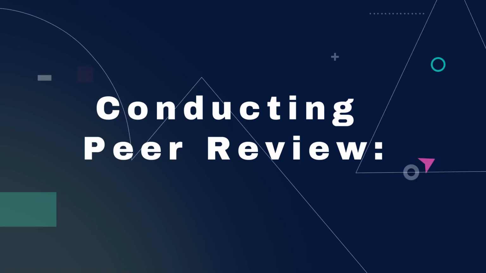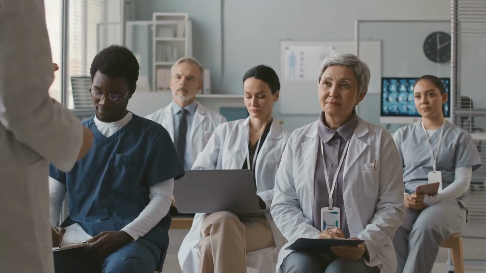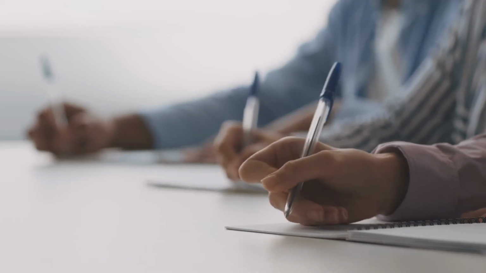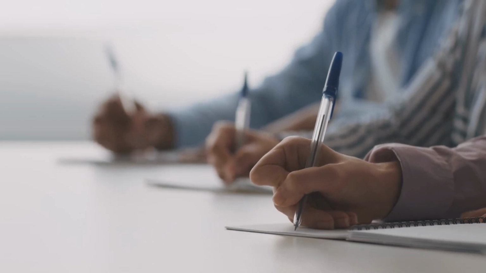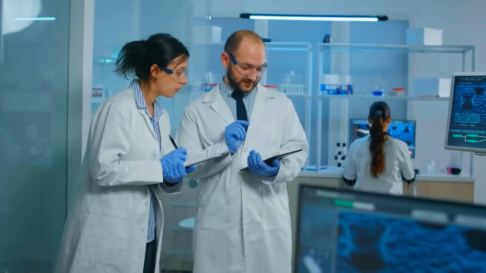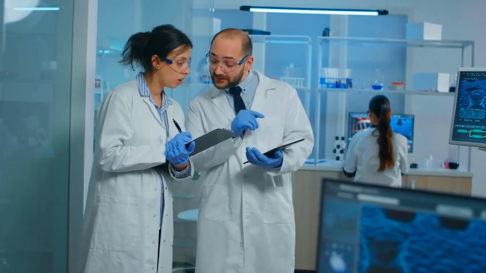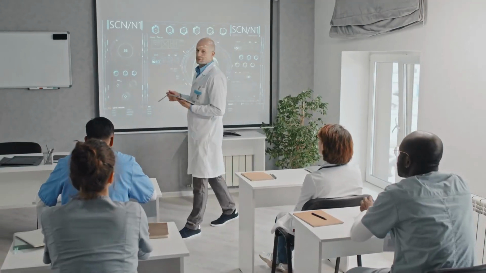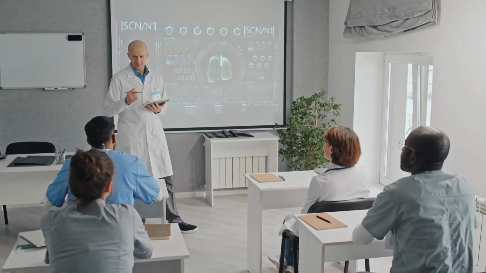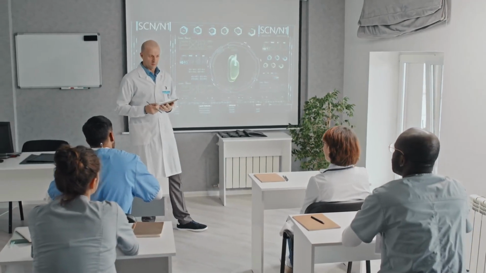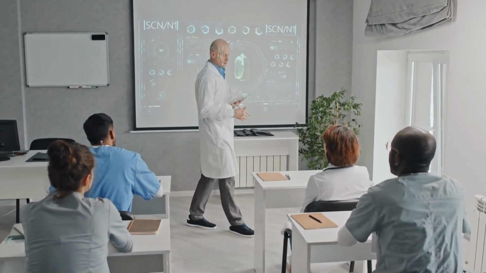Conducting peer review. It is crucial to provide constructive feedback effectively during the peer review process. Follow these guidelines. Number one, structured feedback framework. Start by highlighting the positive aspects and strengths observed during the examination. Then, identify specific areas where improvement is needed and provide constructive suggestions. Number two, respectful communication. Maintain respectful and tactful communication while delivering feedback. Be mindful of your tone and choice of words to ensure a supportive learning environment.